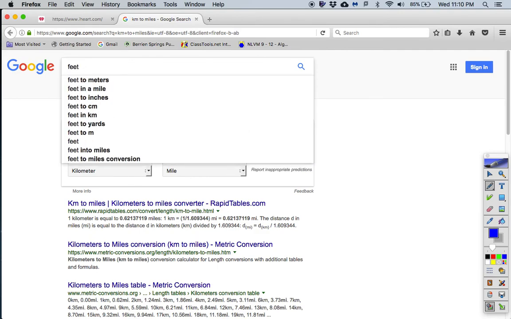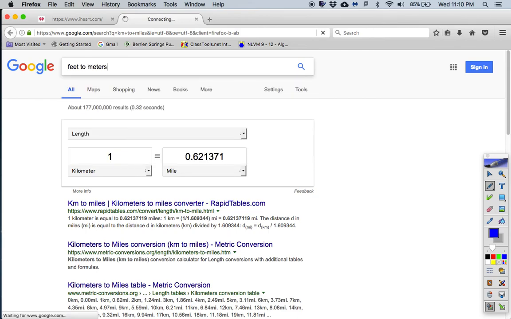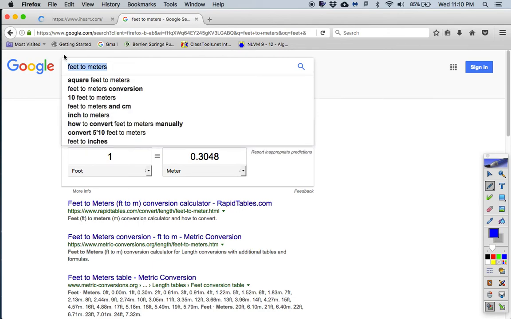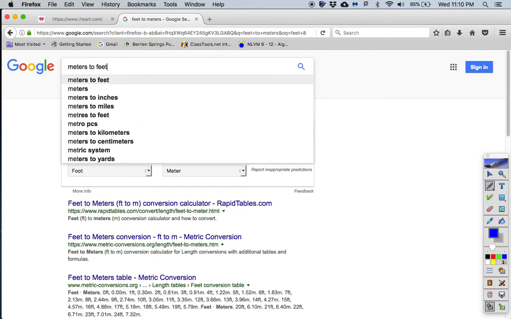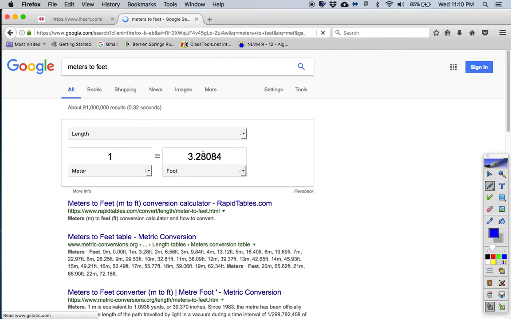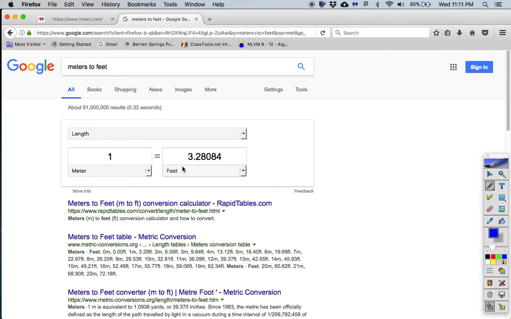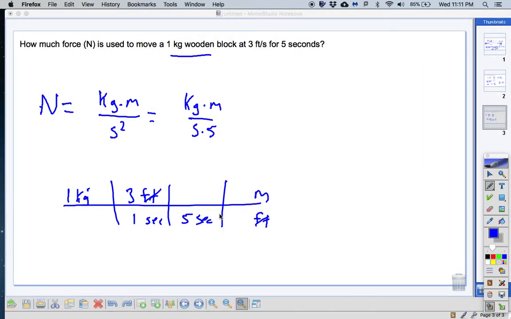So feet to meters. And it says 1 foot is 0.3 meters. And you can always go the other way if you want. Doesn't really matter. So meters to feet. So you pick either one. Doesn't really matter. I'm going to use this one just to be different. So we got 1 meter is the same as 3.28 feet. So I got 1 meter is 3.28 feet.